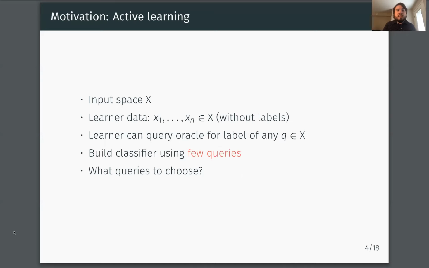And so using this, you would like to make as few queries as possible so that you can build a classifier over the learner data, and hopefully this classifier extends to the full input space. So the question is, what queries should we pick? And how many queries do we need?